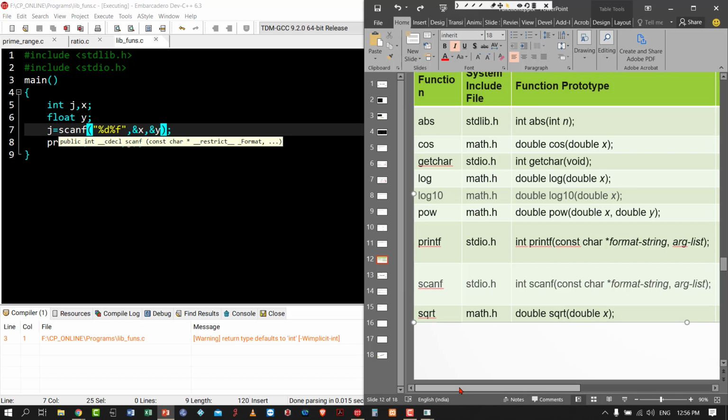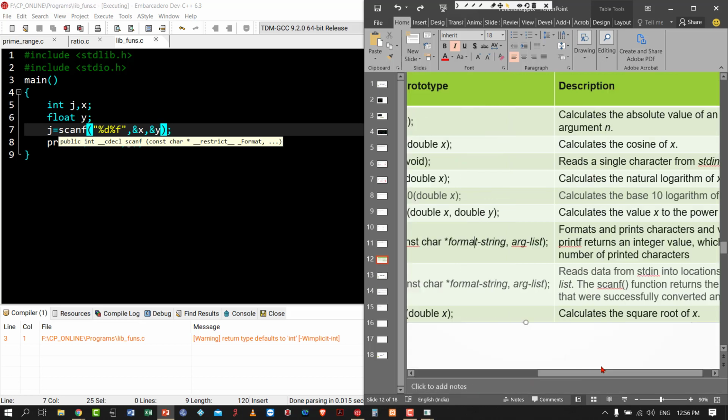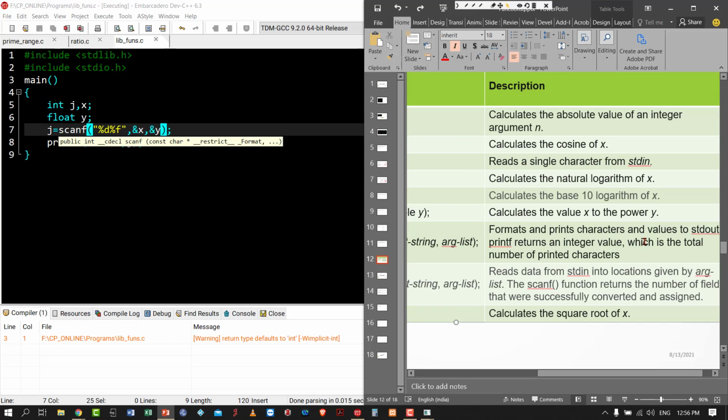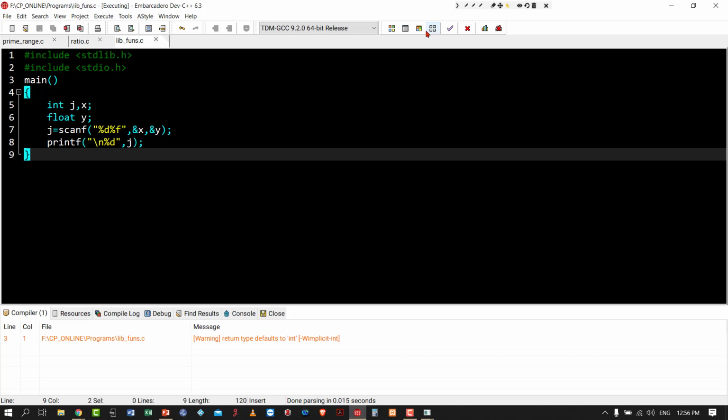Printf always returns, as it is included in the slide, the total number of printed characters. Because when I printed hello, it is 5. Here, the scanf function returns the number of fields that were successfully converted and assigned. Successfully converted and assigned.